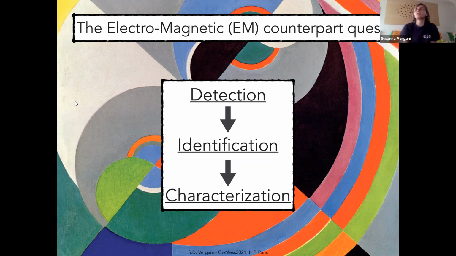Let's start this kind of a travel. It's a quest towards the detection of the electromagnetic counterpart of a gravitational wave event. So we have an alert from LIGO Virgo detectors, and we start our quest to detect the electromagnetic counterpart, to identify it, and to characterize it. So we have these three steps, all of them fundamental.